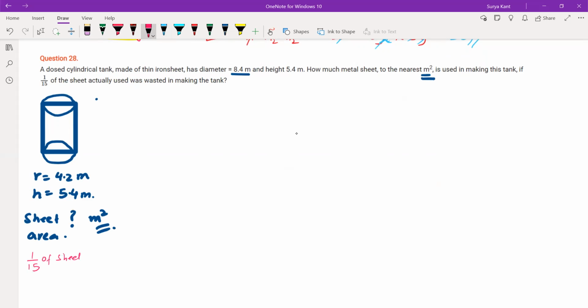Sir, I didn't understand how did we get 4.2 meters. See, diameter is given 8.4 meters. So radius is just half of diameter. 8.4 divided by 2. So answer is what? 4.2 meters.